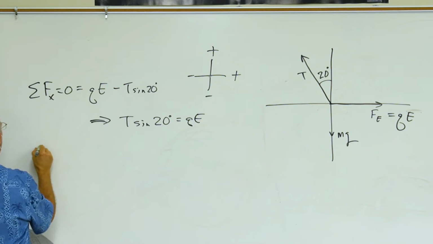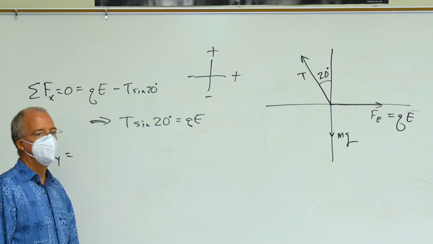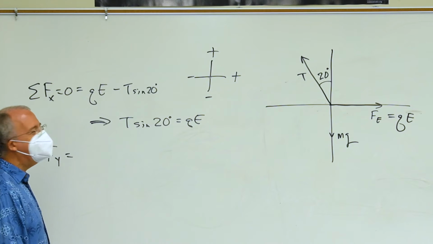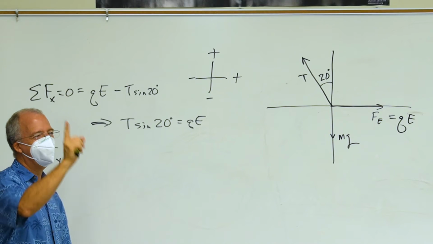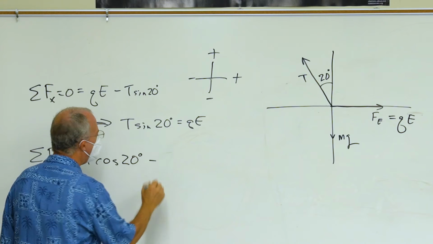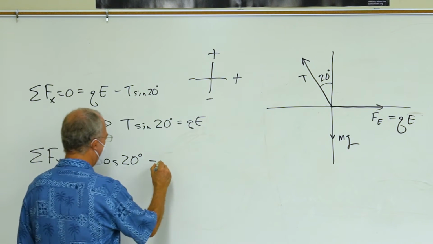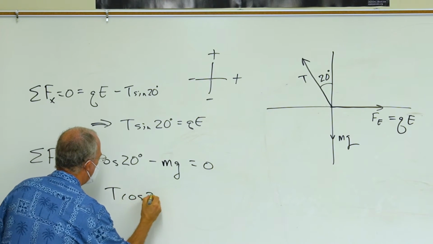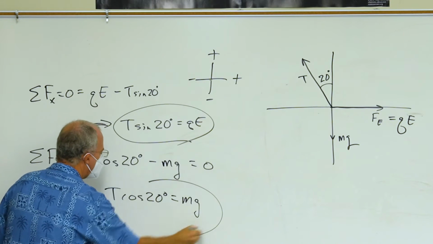All right, let's do that with the Y. What are the Y forces? Okay, let's do the positive one first. It doesn't matter. Yeah, so T cos 20. T cos 20 minus what, Katie? How about mg? All right, that equals 0, so T cosine 20 equals mg. All right, so we have two equations.